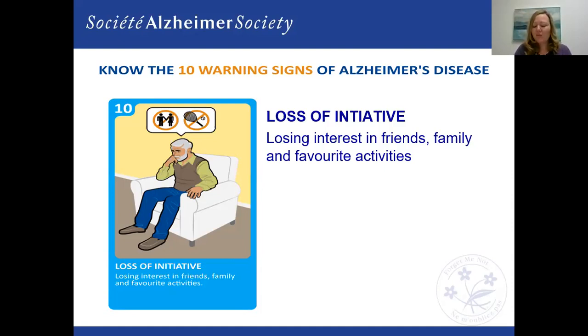So the 10 warning signs that we just covered all illustrate the cognitive and behavior changes that occur due to Alzheimer's disease. And over the next few slides, we're going to look at the physiology of the disease and how it actually changes the structure of the brain.